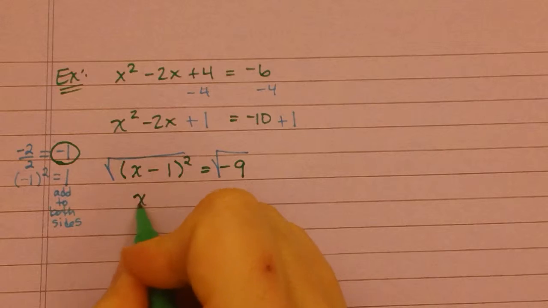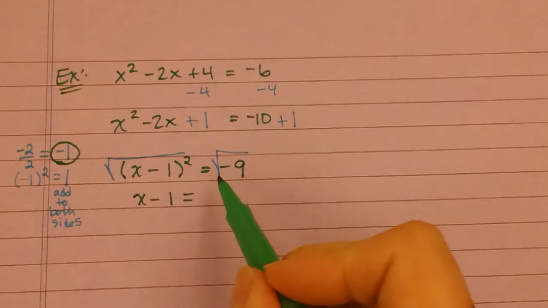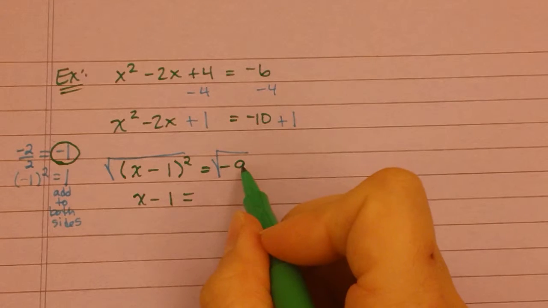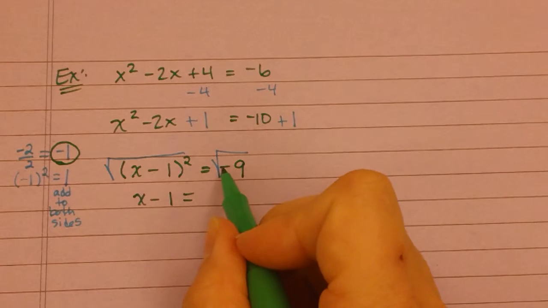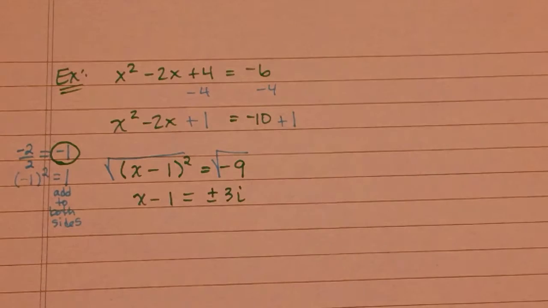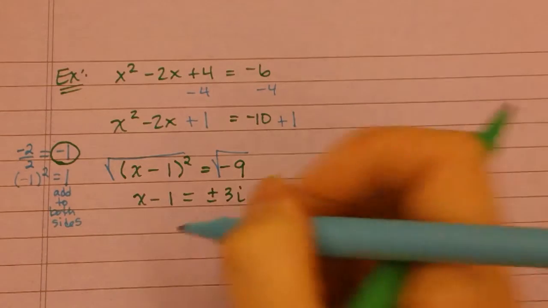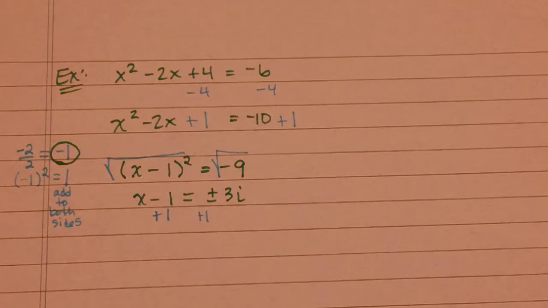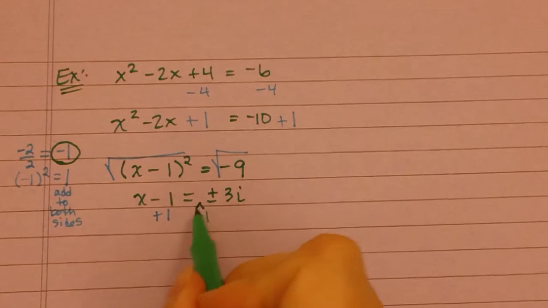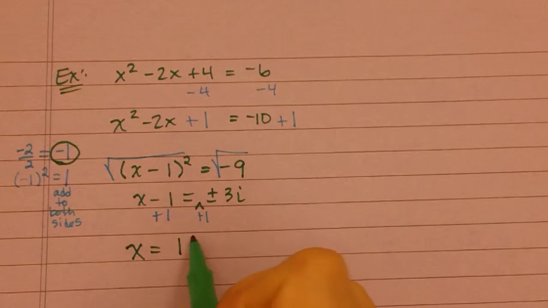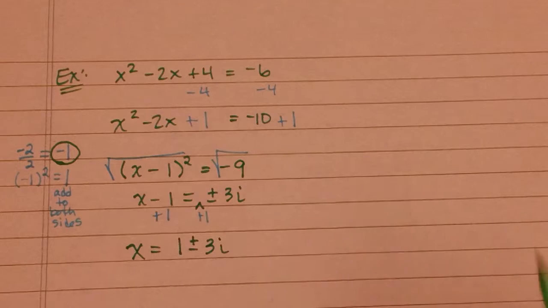I get x minus 1 equals, that square root of negative 9 is going to give us an imaginary number. Square root of 9 is 3, and then the negative gives us an i, so it will be plus or minus 3i. I need to solve for x, so I will add 1 to both sides of the equation. Remember that goes in front of the plus or minus. So we'll have x equals 1 plus or minus 3i.